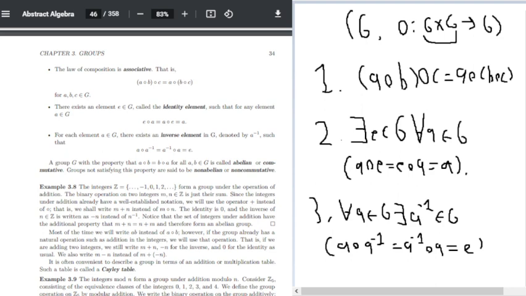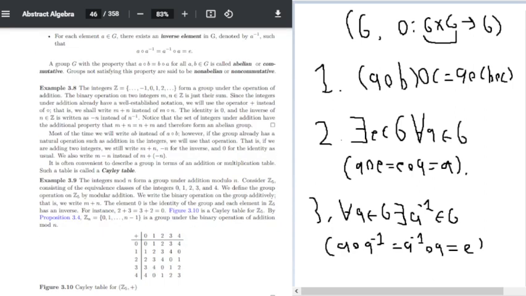A group G, which once again is a set along with a binary operation that satisfies these axioms, with the property that A composed with B equals B composed with A for all A and B in G, is called abelian or commutative. Note here, I will stress this again, that in our definitions, we didn't require that groups be commutative. We simply required that they be associative, have identity, and have inverses. Commutativity is an extra layer of structure on top of what we already have. Groups not satisfying this property are said to be non-abelian or non-commutative.